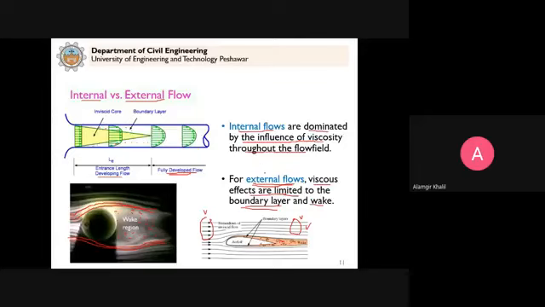This is the difference between the internal flows and external flows. In internal flows, they are dominated by the influence of viscosity throughout the flow field, but in external flows, viscous effects are limited to only the boundary layer and wake. So it means that outside the boundary layer, the fluid will be treated as ideal fluid. Remember this.